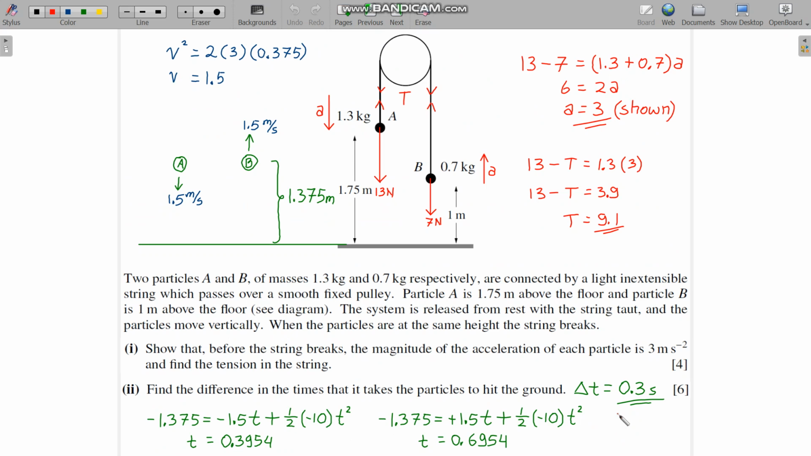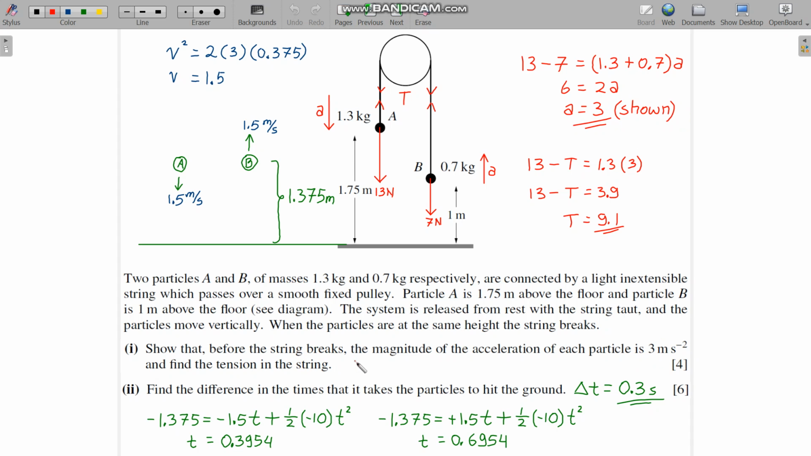Next question. Read the question. Show that before the string breaks, the magnitude of the acceleration of each particle is 3. So we have weight, tension, sigma F equals ma. For all the bodies, we have 13 going down, the 7 newtons going up. So 13 minus 7 equals the total mass, 1.3 plus 0.7 is 2, times the acceleration, so it's shown.